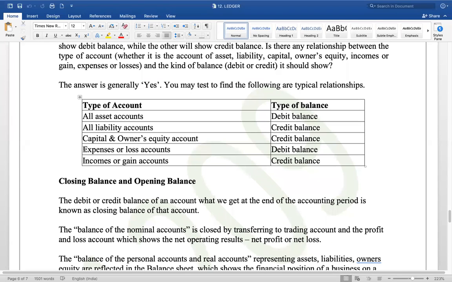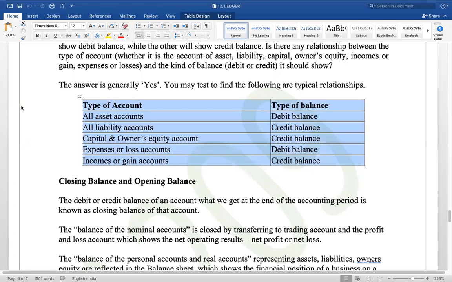Now, all expenses accounts show a debit balance always. All incomes accounts show a credit balance always. Look at these rules. All assets accounts show a debit balance always, not sometimes. All liabilities accounts and capital accounts show a credit balance always, not sometimes. All expenses accounts show a debit balance always, not sometimes. All incomes accounts show a credit balance always, not sometimes. Always these balances are true. Just keep this in mind.